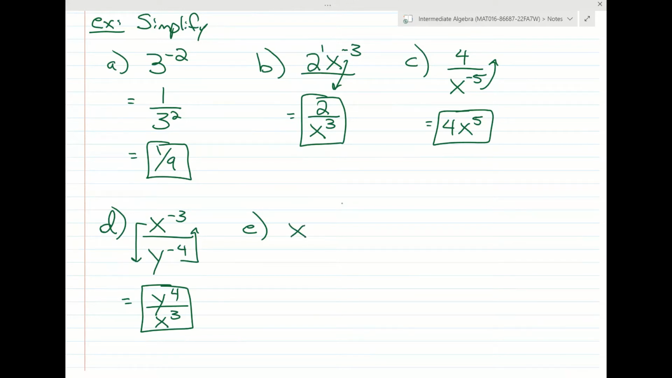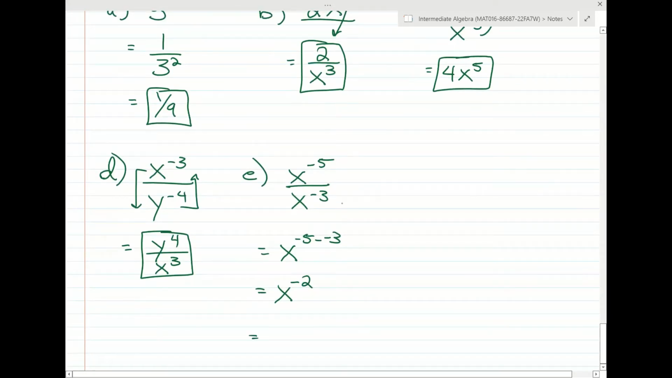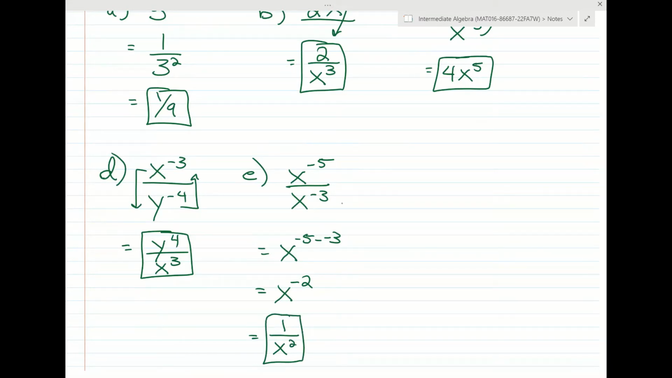What if we had x to the negative fifth over x to the negative third? So in this case, they are the same bases. What do we do if we have the same bases? We subtract them, right? So this would be x to the negative fifth minus negative 3, or x to the negative 5 plus 3. And then that just turns into 1 over x to the second. Something else we could have done is switched both, x to the third over x to the fifth, subtracted them, you would have got the same answer.